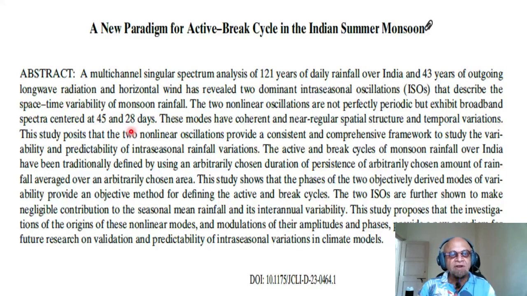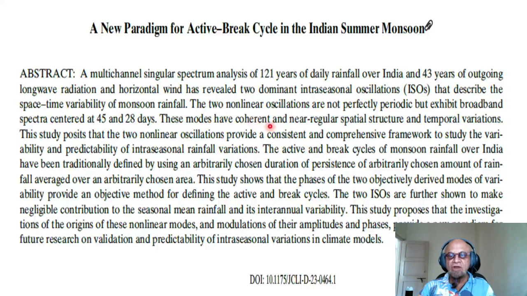So anyway, what is the abstract? A multi-channel singular spectrum analysis, MSSA, of 121 years of daily rainfall over India and 43 years of outgoing longwave radiation and horizontal wind has revealed two dominant intraseasonal oscillations that describe the space-time variability of the monsoon rainfall. We'll see lots of figures. The paper has lots of figures, lots of text, but I'm trying to keep it brief. Maybe it will still require 2 podcasts.